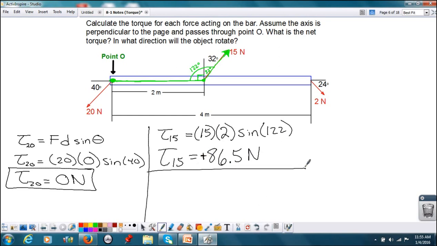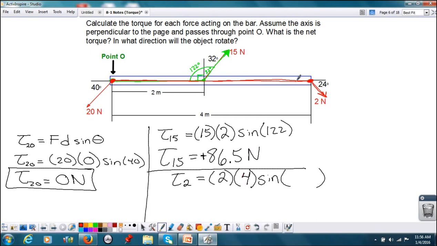Okay, next, let's look at the final force. So I've got this force down here, the 2 Newton force. So what is the torque created by the 2 Newton force? Well, that is equal to our force, which is 2 newtons, times the distance. Again, it's the distance from the point of rotation to the point where the force is being applied, and that distance is labeled as 4 meters. And then times the sine of the angle, and the angle is the angle created when you go from the point of rotation down the lever arm and then in the direction of the force.